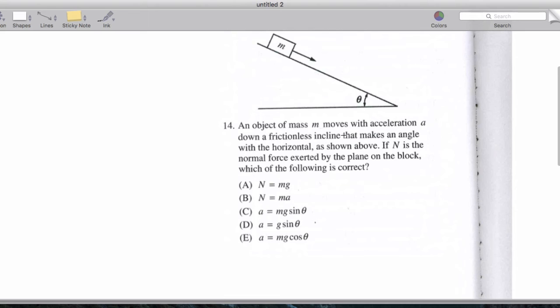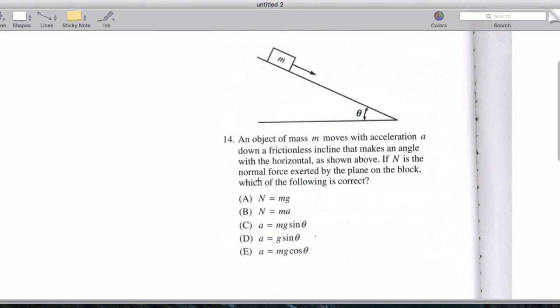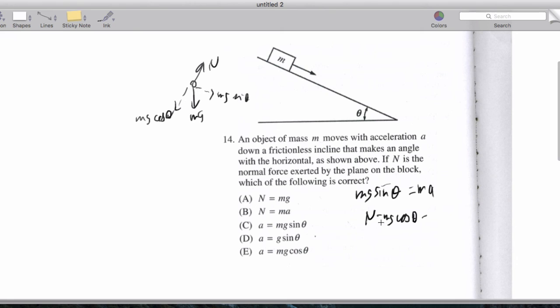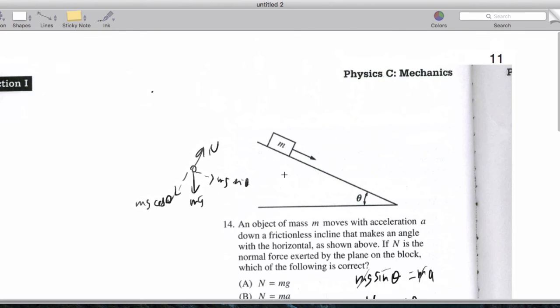An object accelerates sliding down an inclined plane. If n is the normal force, we want to figure out which of these statements is correct. So let's be clear. There's no friction, so we've got mg. We've got the normal force. We've got mg sine theta, mg cos theta. All right, so we got mg sine theta is m times a, and n equals mg cos theta when we write down these equations. And so what we're left with is the m's cancel, so a is g sine theta. So that is the multiple choice section of the exam.